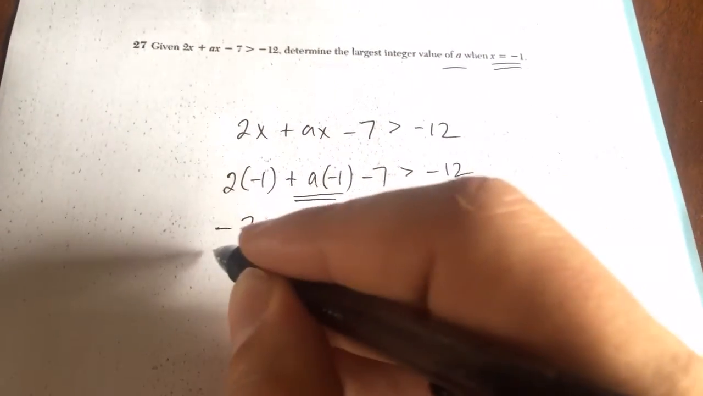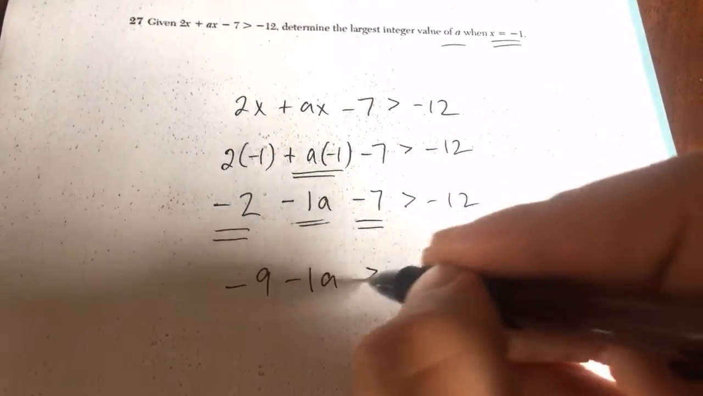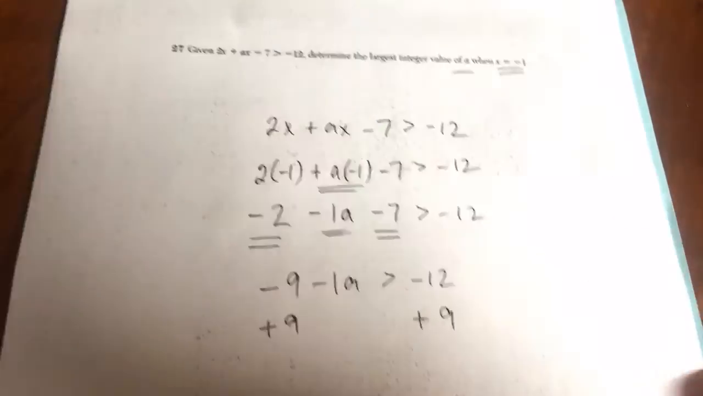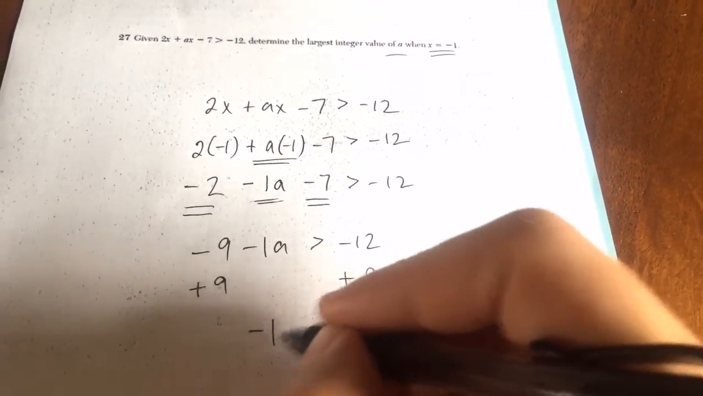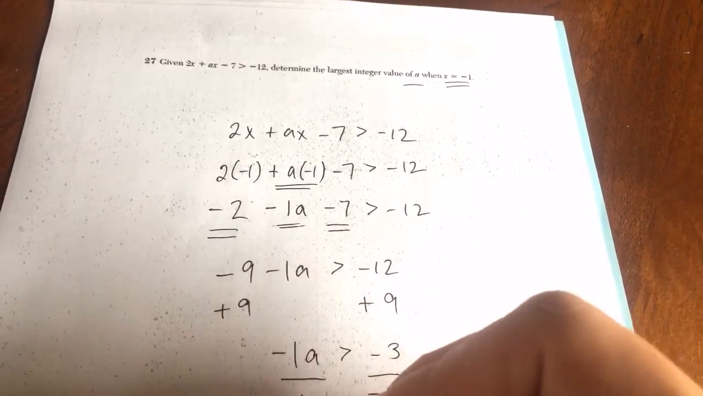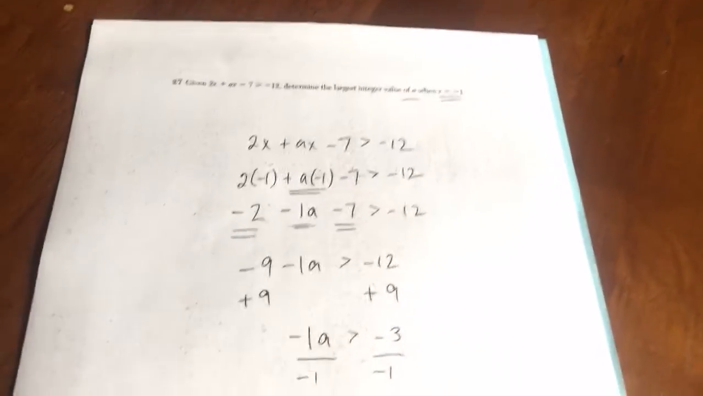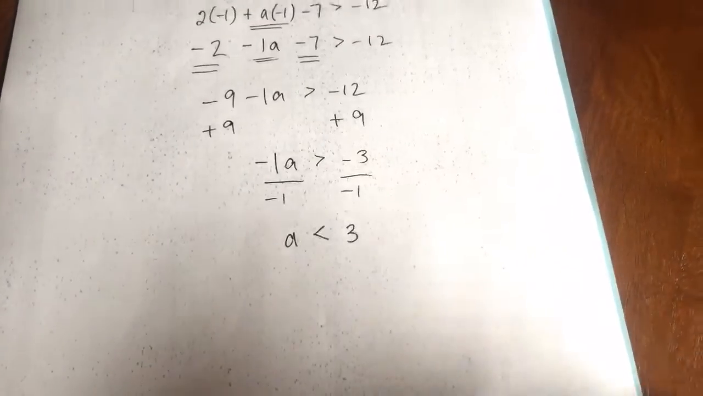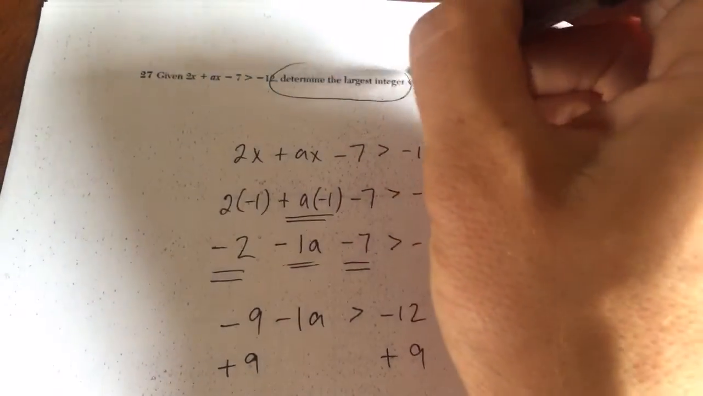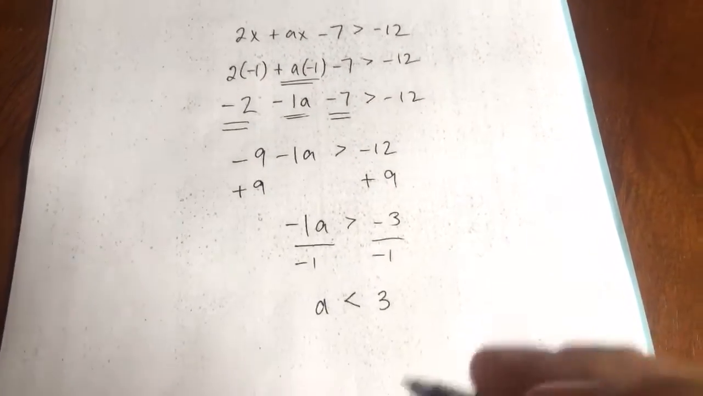Okay, negative 2, I'm going to combine like terms. Negative 2 minus 7 is negative 9. Okay, so when I add 9, negative 1a is greater than negative 3. I divide by negative 1, divide by negative 1. I get a is less than 3. So in this case, a is less than 3. Now, but it says determine the largest integer value. Yes, you've come down to a correct solution, but you have to determine the largest one.